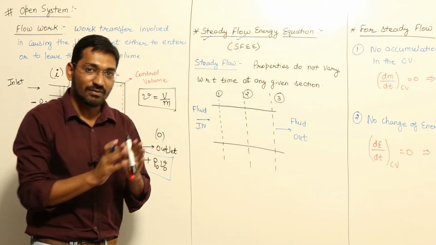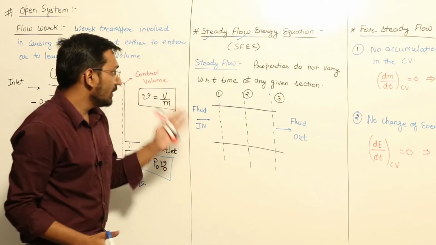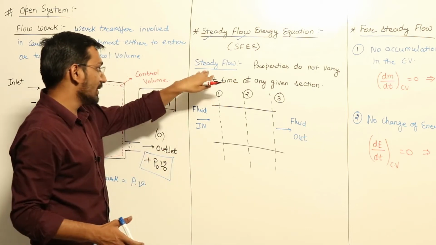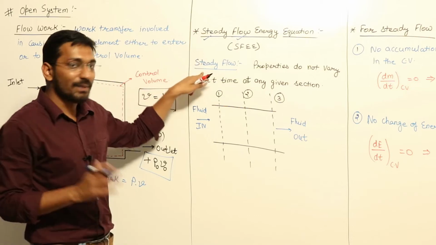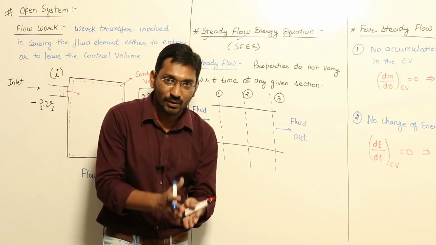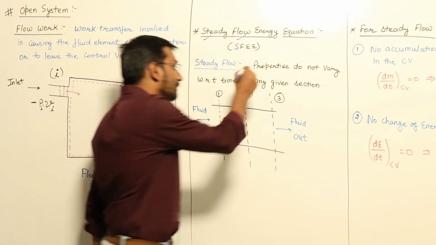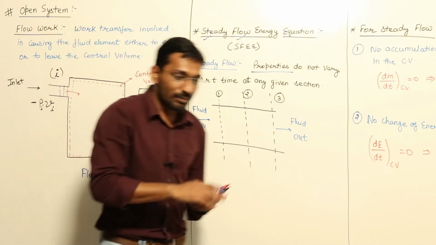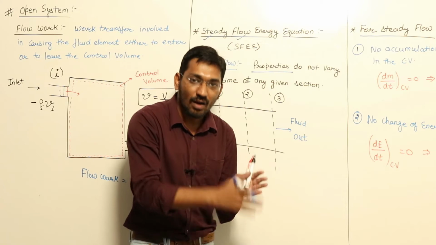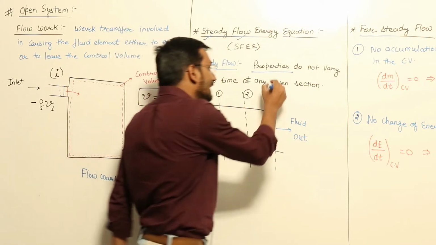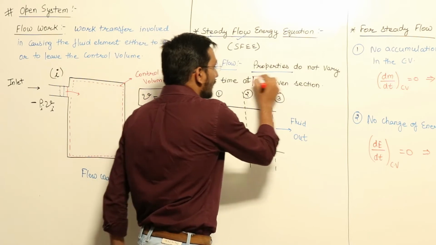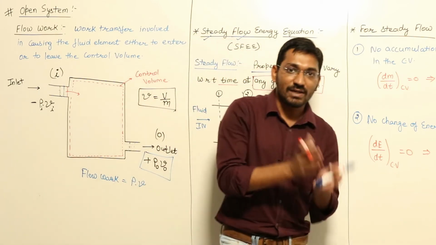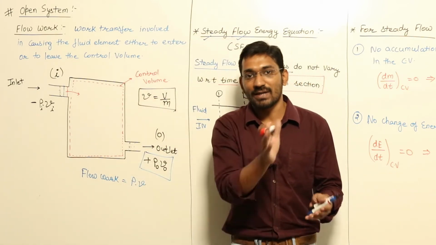So first of all, let us see what the meaning of steady flow is. We already studied two types of flow, steady flow and uniform flow. Just for a recall, we'll explain it further. Steady flow means a flow is said to be a steady flow if the properties do not vary with respect to time. Pressure, volume, temperature will not vary with respect to time at any given section. This is the most important thing, at any given section, right?